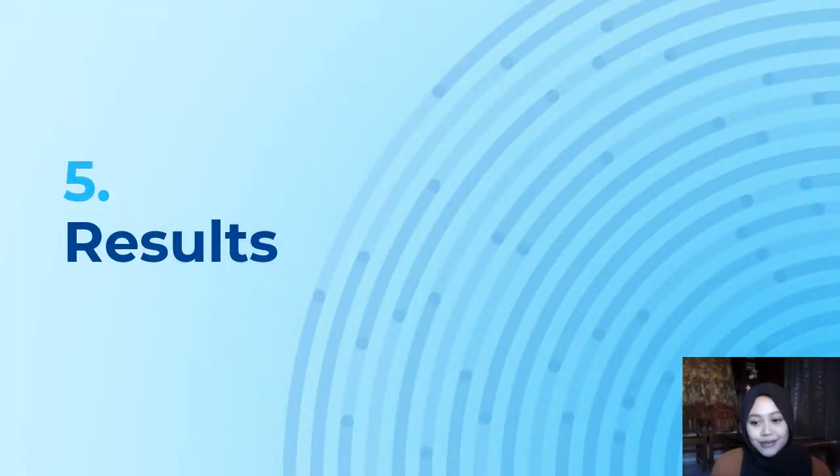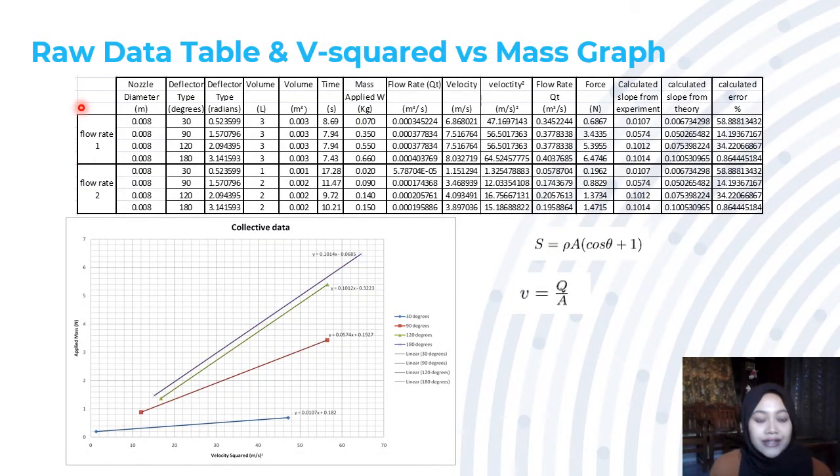Let's see the result. Right here is the raw data table, and this is the V squared versus mass graph. For the raw data table, we can see it records the diameter, the deflector type, 30, 90, 120, and 180, the volume in liters, the volume in cubic meters, and the time taken to fill up. These two are important in order to find the flow rate, and from the flow rate we can find the velocity with this equation.